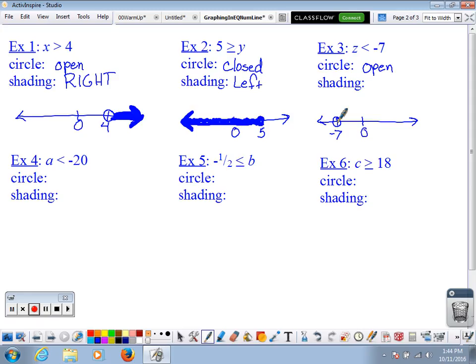Now I want to think about which direction to shade. Okay, so I look over at this part of the chart, and I see that inequality is pointing to z. The alligator's eating the negative 7. It's pointing to that z, which means that the variable is the small value. So I need to shade where the small values are, which is over on the left again. So we'll shade all the way to and including that arrow on the left side.